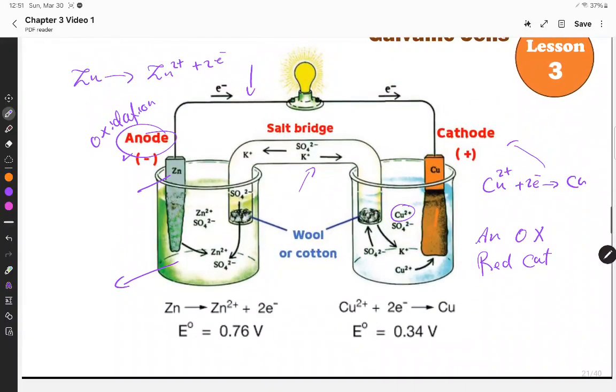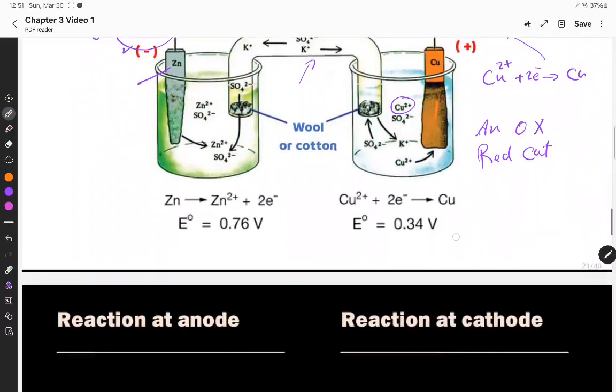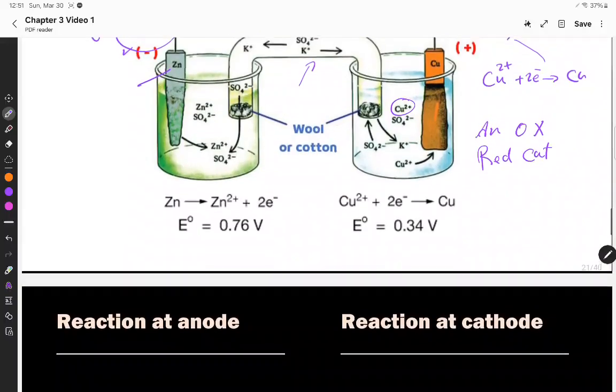Now let's see here. When zinc is in contact with this one, electricity will be produced and zinc will be oxidized into zinc 2 positive plus 2 electrons. What is the oxidation potential of zinc? It is positive 0.76. Copper is reduced. Copper 2 positive is going to gain 2 electrons and become copper 0. What is the reduction potential of copper? It is positive 0.34.